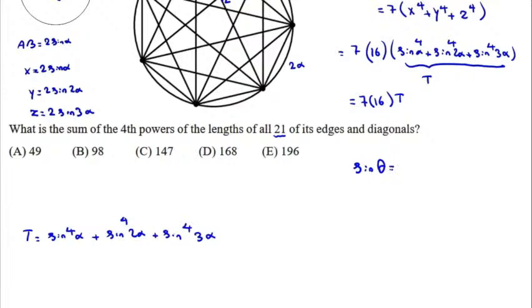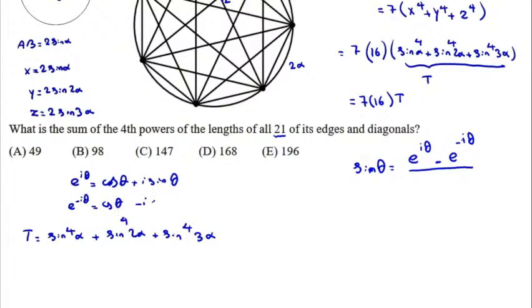Now, if I consider sine theta with complex numbers, I can say e to the i theta is cos theta plus i sine theta. If I write this and subtract e to the negative i theta, which is cos theta minus i sine theta, I get 2i sine theta. So if you divide by 2i, it will be the thing we want, sine theta.